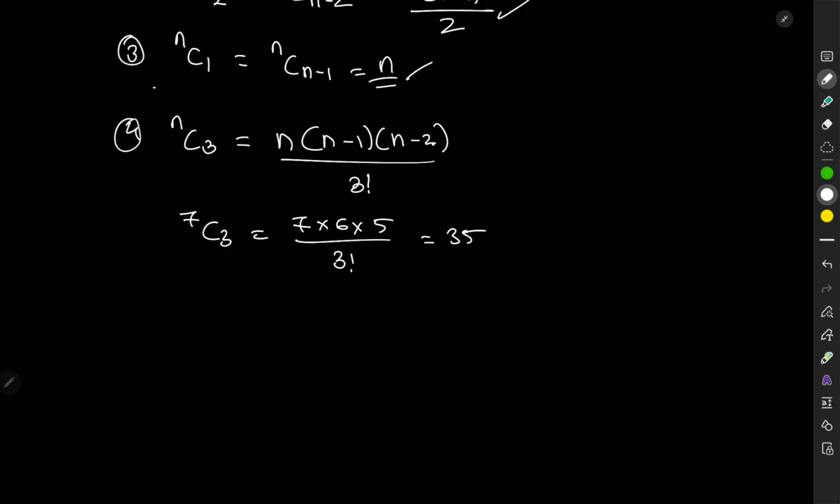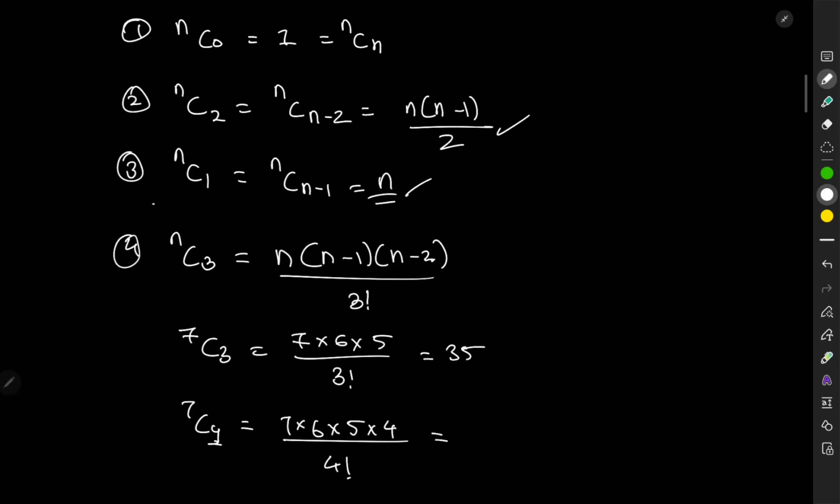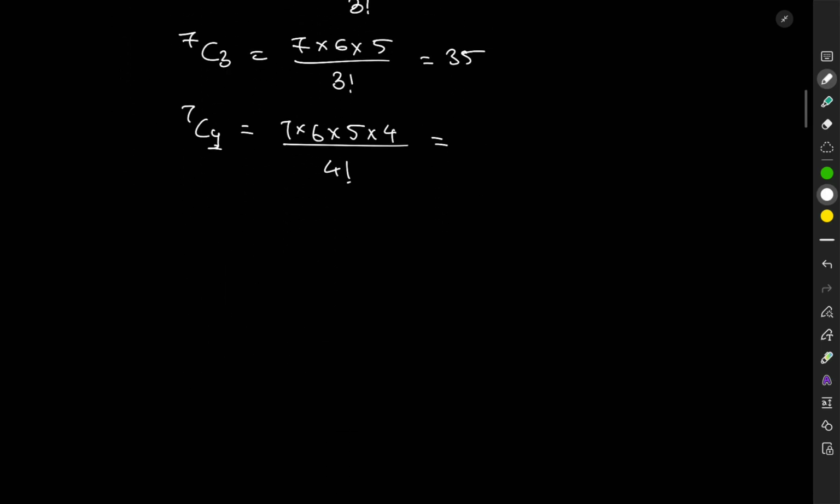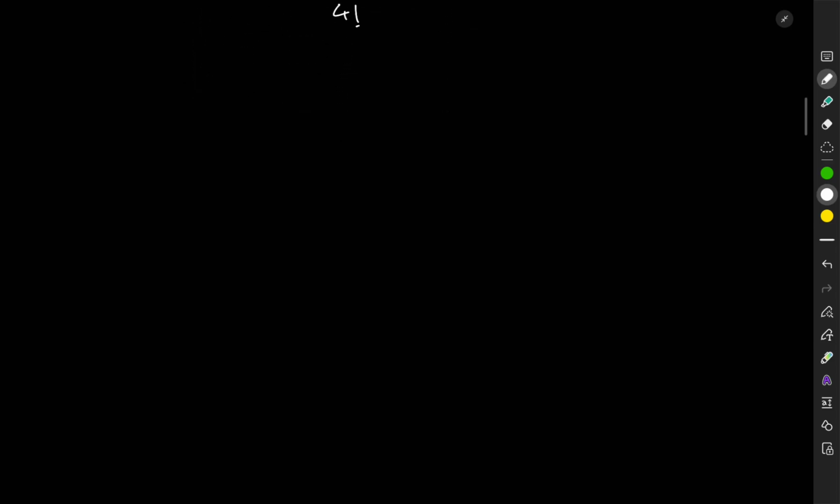So similarly, if they asked you to calculate 7C4, what will you do? You will simply write 7 multiplied by 6 multiplied by 5 multiplied by 4, 4 consecutive terms divided by 4 factorial, right? This will be the answer. So remember, NC0 will be 1, NC1 is n, and NC2 is n(n minus 1) by 2, and so on. The series will be continued.